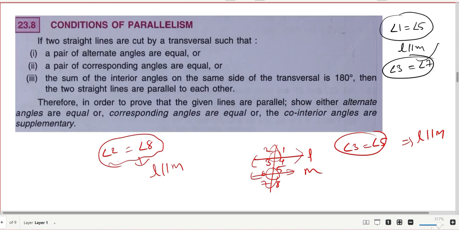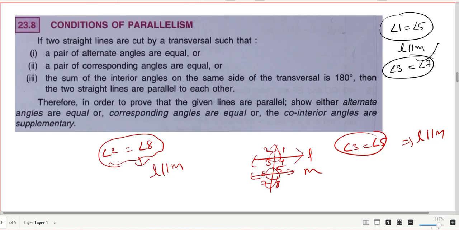The third condition is what? If the sum of the interior angles on the same side of the transversal is 180 degrees, which is nothing but co-interior angles being 180 degrees. If the sum of co-interior angles is 180 degrees, then we can say the lines are parallel. Or else if the sum of co-exterior angles is 180 degrees, then also we can say they are parallel. So these are three conditions, and if any one of them is followed, then we can say that two lines are parallel.